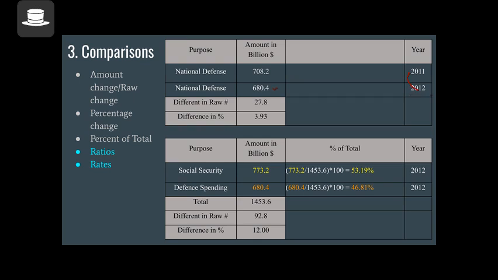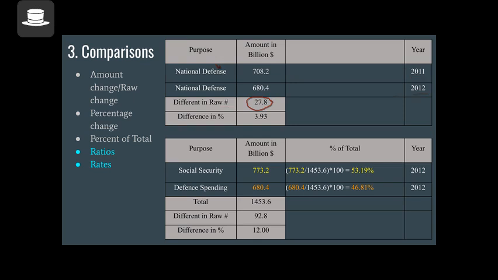if you're trying to see what is the difference, like how much more or less they spent from one year to another, what you can do is subtract 680 million from 708 million, which will leave you with 27.8 million. So the difference in the raw number between 2011 and 2012 in terms of expenditure on defense is how much? 27.8 million.